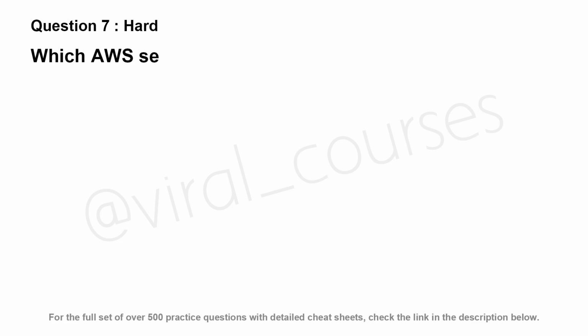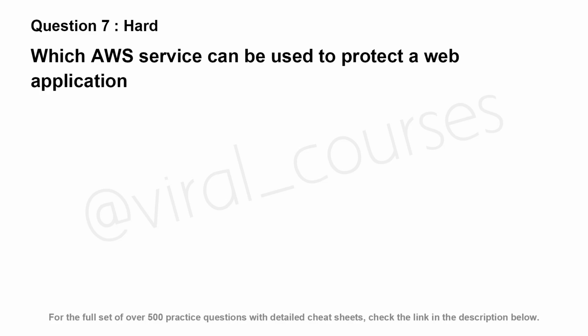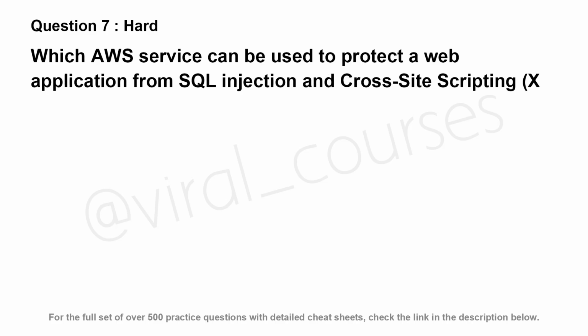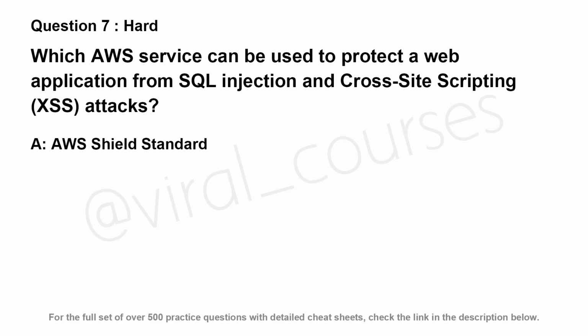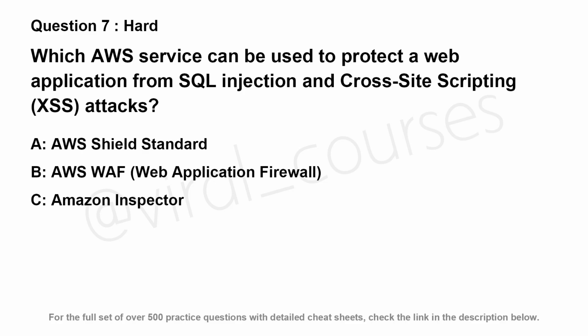Which AWS service can be used to protect a web application from SQL injection and cross-site scripting, XSS attacks? Option A. AWS Shield Standard. Option B. AWS WAF, Web Application Firewall. Option C. Amazon Inspector. Option D. AWS KMS.